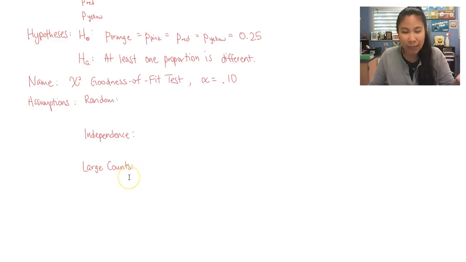It's still called large counts, but the process to find those numbers is going to be different because we have 4 proportions here, and doing n times p, n times 1 minus p 4 times is annoying. So here is the process. Let's go through random and independence first.